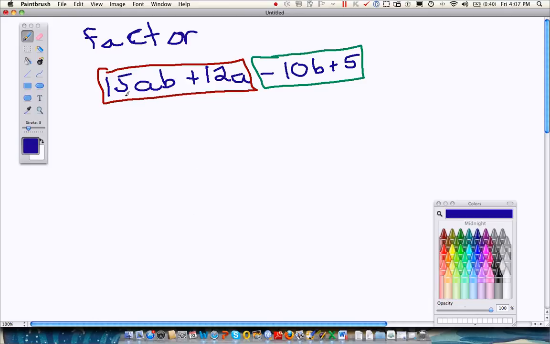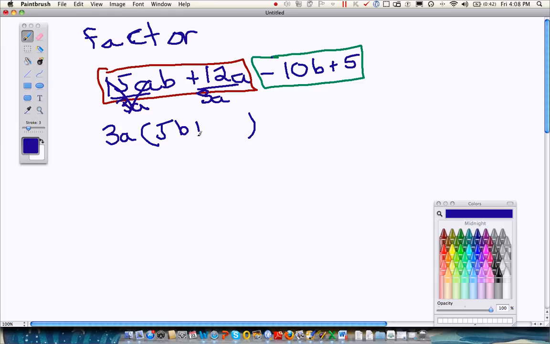So I'm going to look at my 15ab plus 12a and think about what goes into both of those. If I look at the numbers 15 and 12, you'll see that the number 3 will divide in evenly. And if you look at the letters, the common letter is a. So if I divide both of these by 3a, or take that out in front, I'm going to get, what's left in the parentheses, or what we have left over after we've factored out. Well, 15 divided by 3 is 5, and the a's cancel out, and you're left with a b.